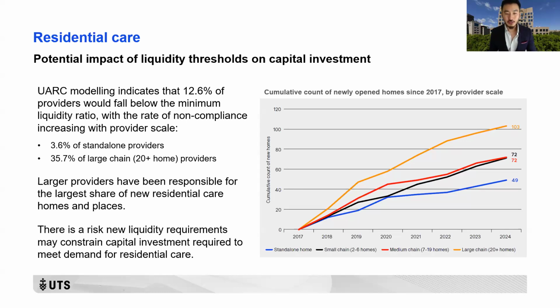And we know this is going to be a challenge because, as Jin spoke about, occupancy is reaching basically capacity at 94% on average. And that means that demand is increasing at a higher rate than supply is increasing. Without this capital investment by larger chains, we may end up with situations where demand will outstrip supply, and older Australians will not be able to get the care that they need. So these liquidity ratios may have an effect on capital investment that is needed in the long term for the sector.